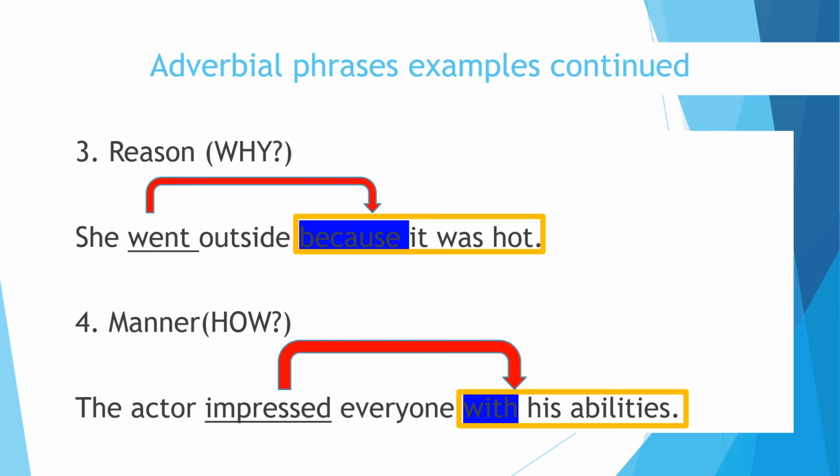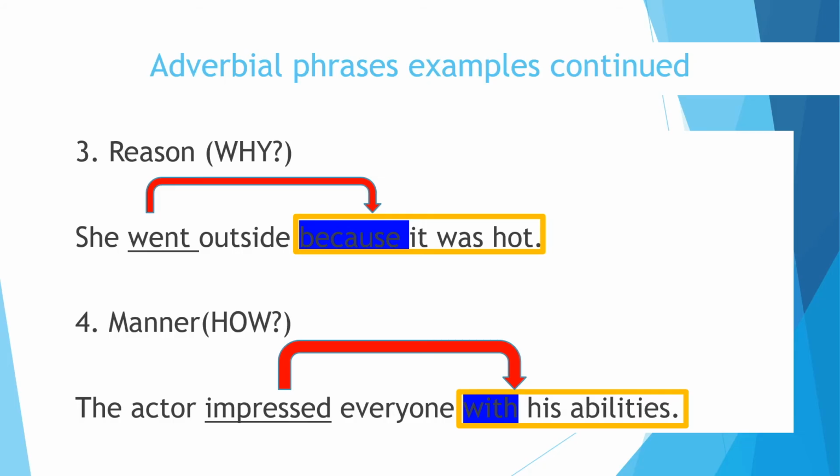Number 4, the actor impressed everyone with his abilities. With is a conjunction, so the phrase is with his abilities. Remember, you can use SNT to check if that sentence has a finite verb. Now we need to ask the questions: when, where, why, and how.